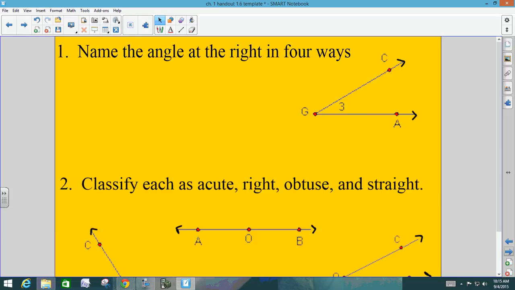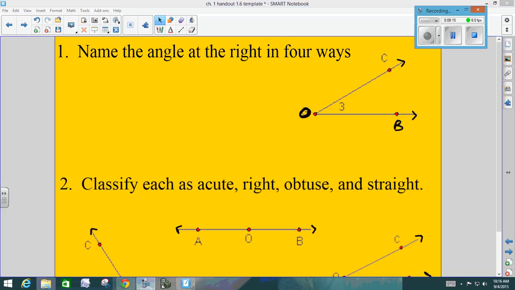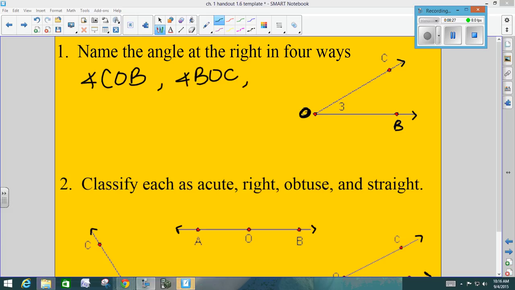Number 1. I have the wrong fixture up here. Put a number 3 in your angle, but name that angle in 4 different ways. Jacob, what's one name for it? Angle COB. Good. Brady. Angle BOC. Sarah. Angle 3. Tyler. Angle O. Good. There's 4 different names for that angle.